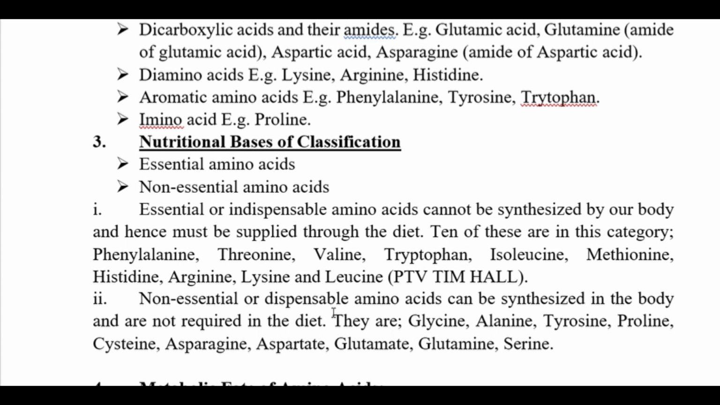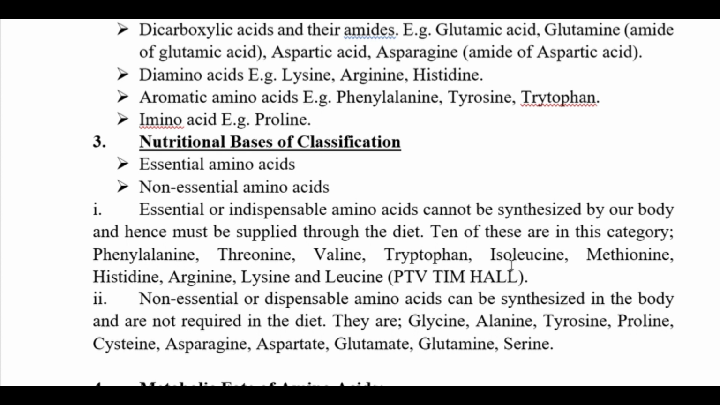And out of the 20, 10 of the amino acids are essential, and you can use this mnemonic PVT TIM HALL. PVT TIM HALL can help you to remember the essential amino acids, where P is phenylalanine, V is valine, T is threonine, T is tryptophan, I is isoleucine, M is methionine, H is histidine, A is arginine, L is lysine, and L is leucine. So those are the ones that our body cannot synthesize, and so must be gotten in the meals.